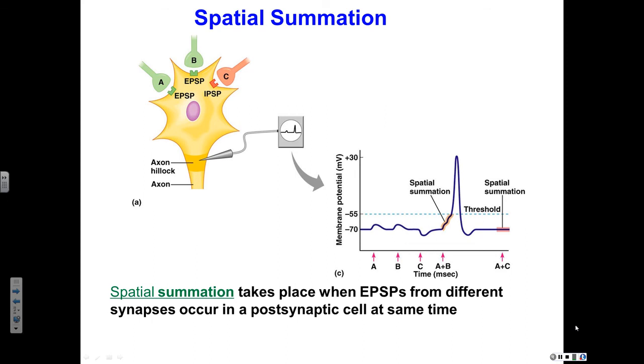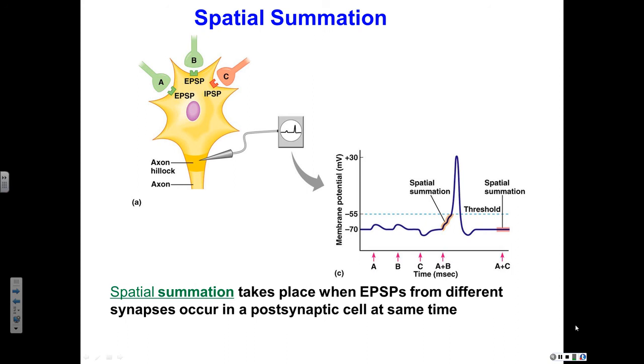Okay, so there are two ways to summate. I put in new slides this year. One is called spatial summation. What this represents is the cell body, the soma, and these are all synapses coming in, and if we extended this down, we'd have an axon here. These are the signals coming in, and A, B, C represents three different synapses: a synapse A, a synapse B, a synapse C.